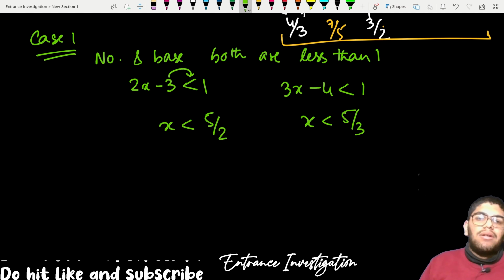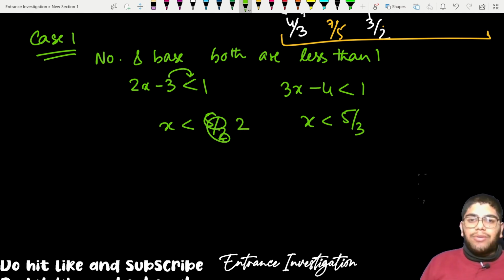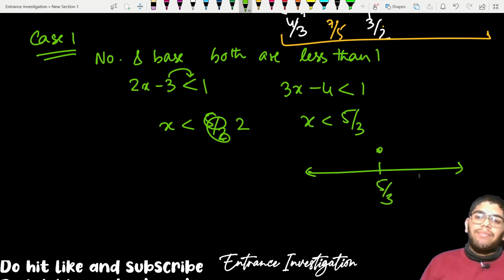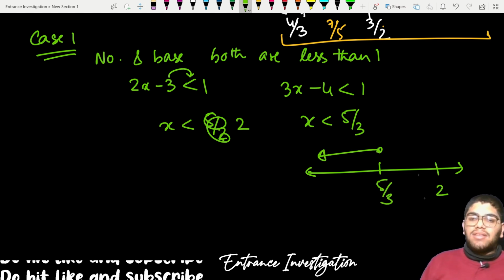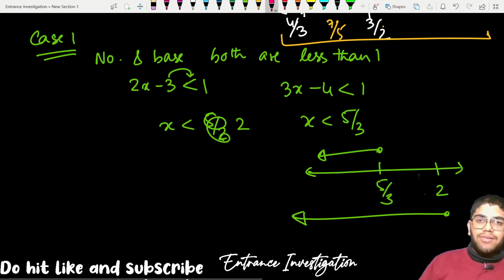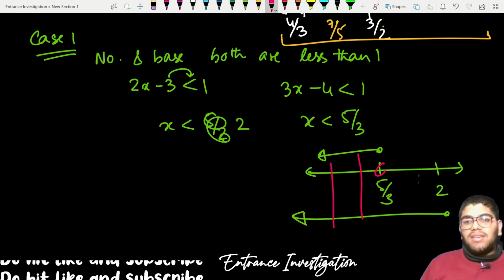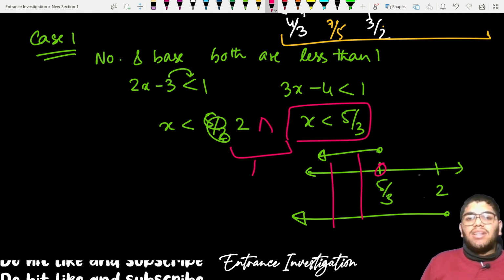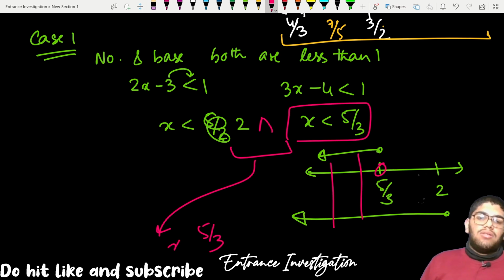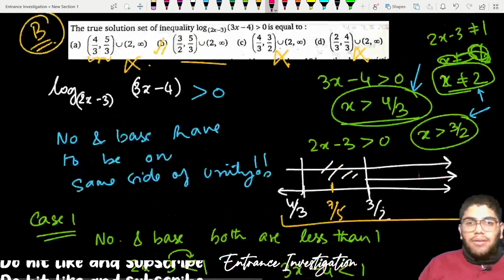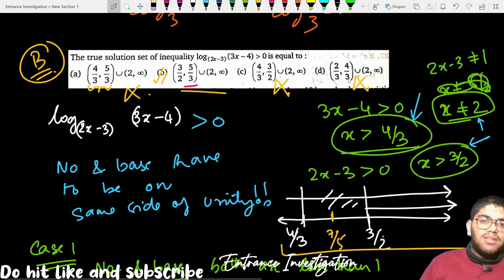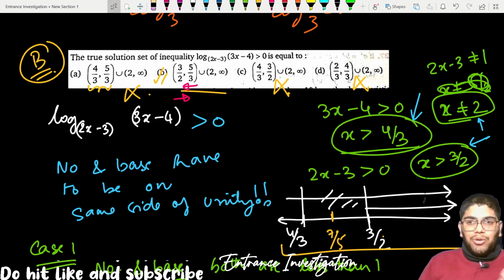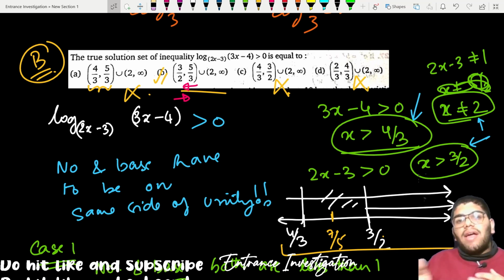So a number is less than 5 by 3 and a number is less than 2. What is the intersection? Number less than 5 by 3. Both things have to occur simultaneously, so I'm using the intersection. So x has to be less than 5 by 3. Yes, our x is less than 5 by 3. x is greater than 3 by 2 for its definition. So both the conditions are satisfied and we are very happy.